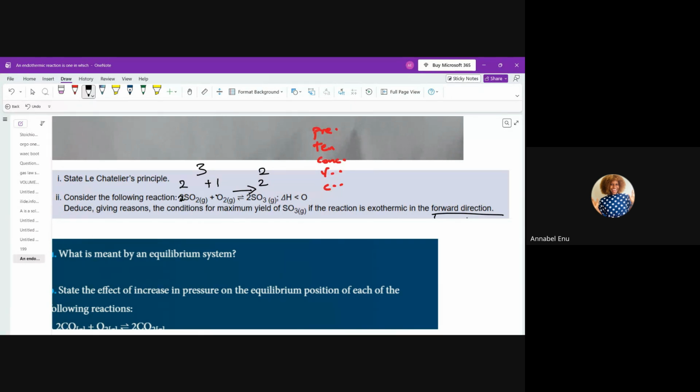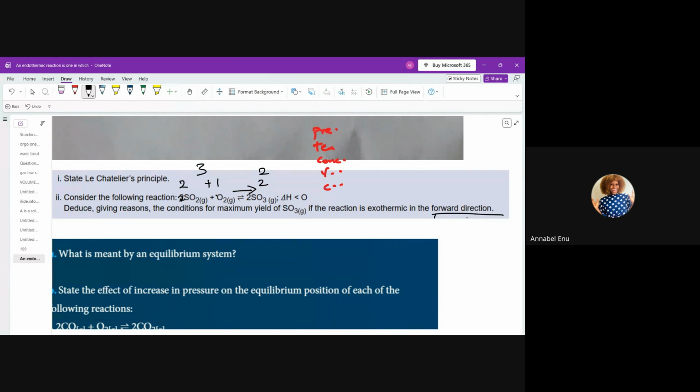What will cause the equilibrium to shift in the forward direction? Is it an increase in pressure? Right? Because that forward side is the side with fewer molecules. So it will move away from the one with more. So that's a very good one.